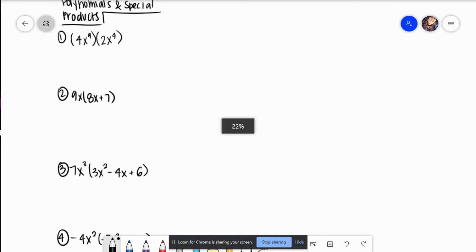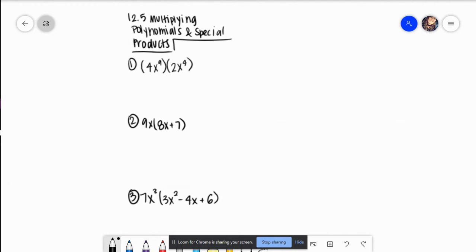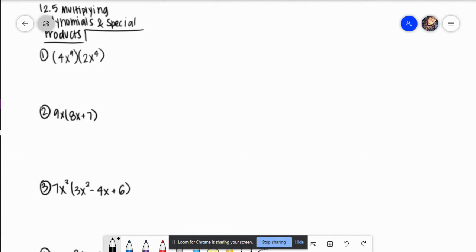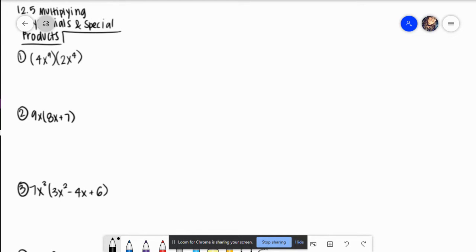Problem one says that I'm going to multiply. I'm going to go ahead and cover that up. We know what this is. There we go: 12.5, multiplying polynomials and special products. So number one, we're going to hide this.